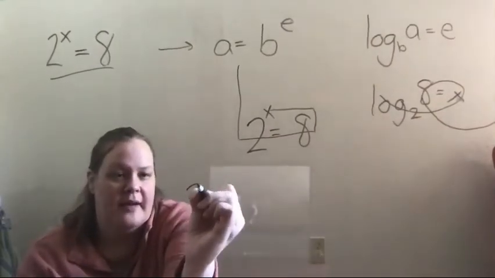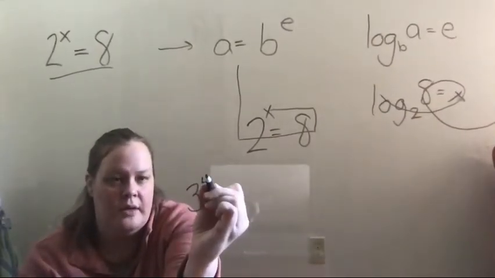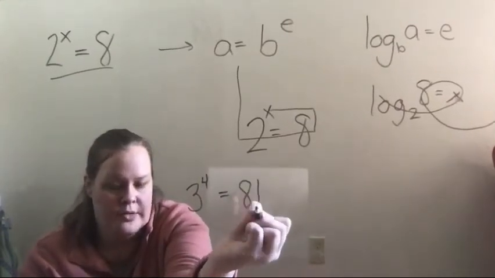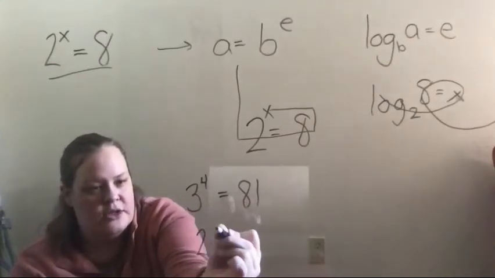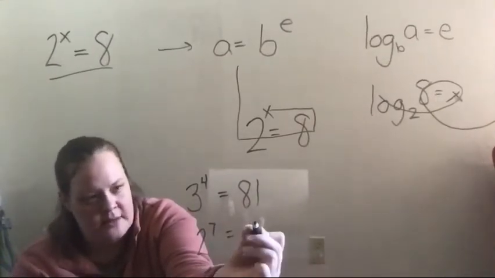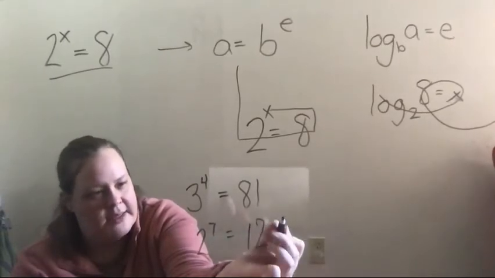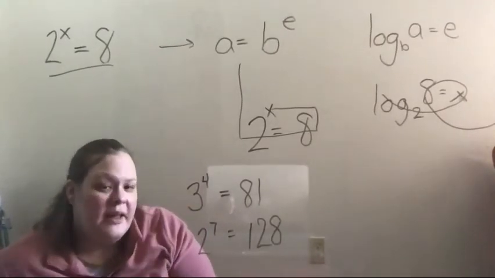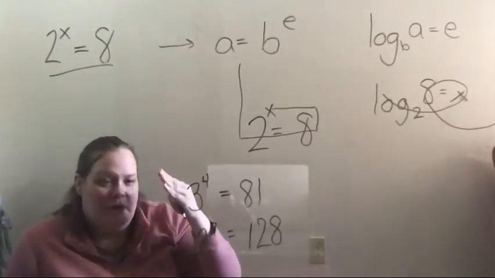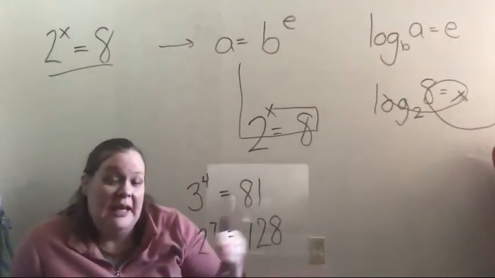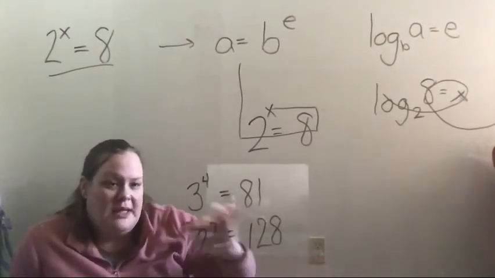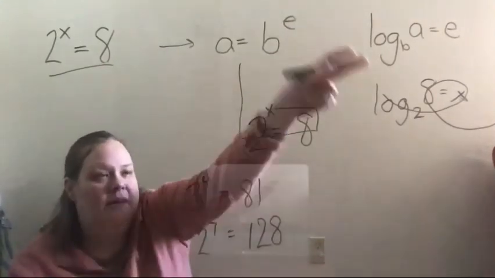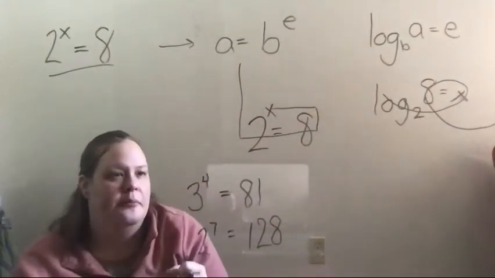For example, if I have 3 to the 4th equals 81, and 2 to the 7th equals 128. Notice there's no X's in these problems. I'm not worried about finding solutions to them. My task is to go from exponential form into logarithmic form. So I need to rearrange the numbers and write it as a log. Again, you may have something that you look at, or you might remember it by one of these.